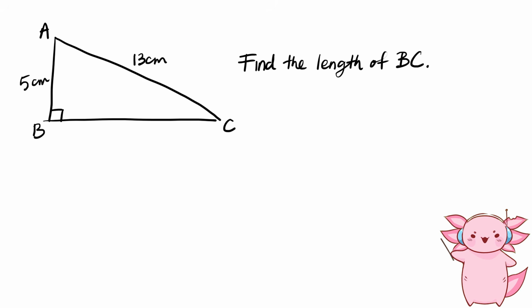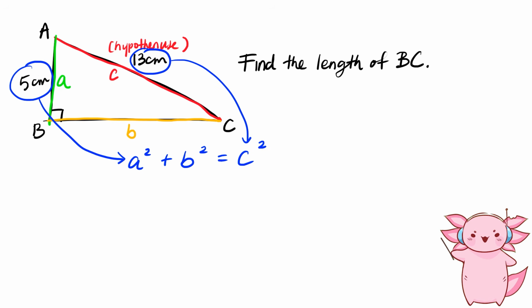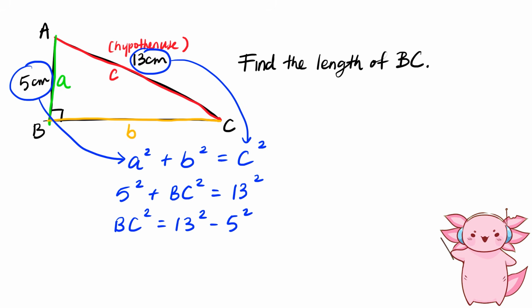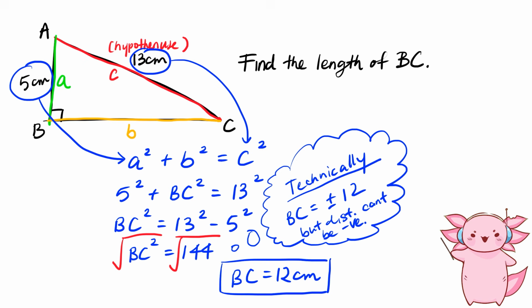For this question, the hypotenuse C is equal to 13, and we know that A is equal to 5. So let's put both of these into our formula and shift all the numbers to one side, and we get B squared equals 144. After square rooting both sides, technically it becomes plus minus 12, but we can ignore the negative value since length cannot be negative.